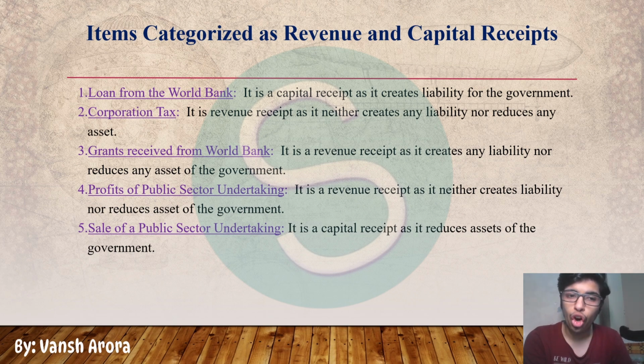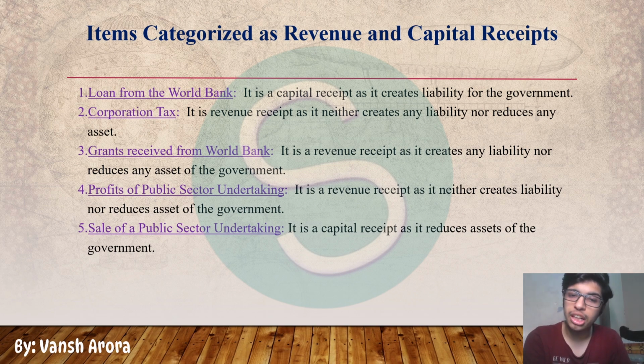Number two, corporation tax. Tax. It neither creates any liability nor reduces any asset of the government, because tax is a primary obligation of the public to pay, right? Tax is considered as revenue receipt.